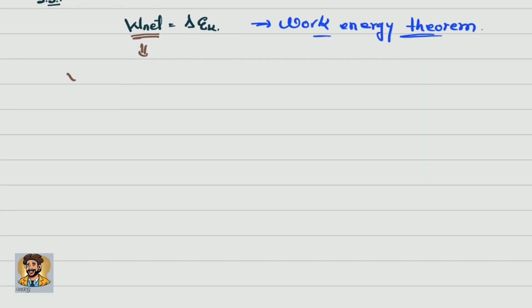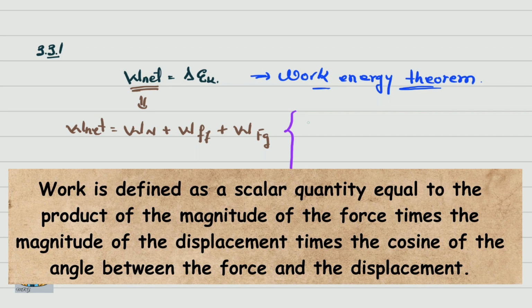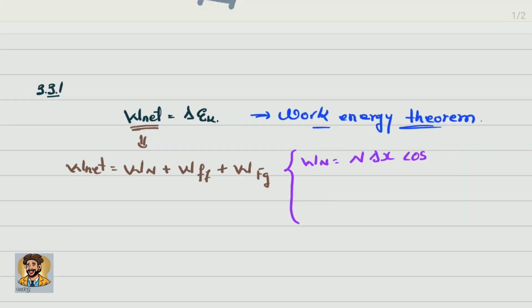Net work is equal to the work done by the normal force plus the work done by friction plus the work done by the gravitational force. This is algebraic addition, and we are not working with vectors, so direction doesn't matter here. If we apply now the definition of work, the work done by the normal force is equal to the product of the normal force multiplied by the displacement multiplied by the cosine of the angle between the normal and the displacement.